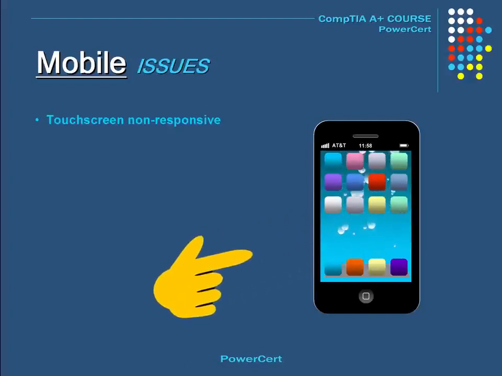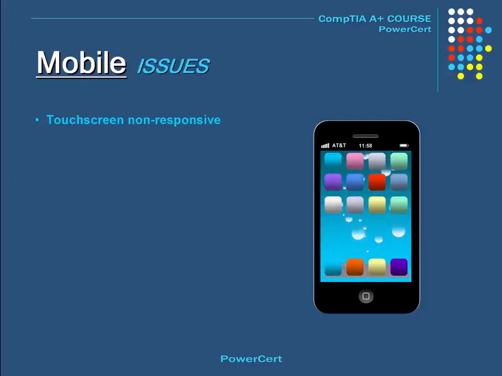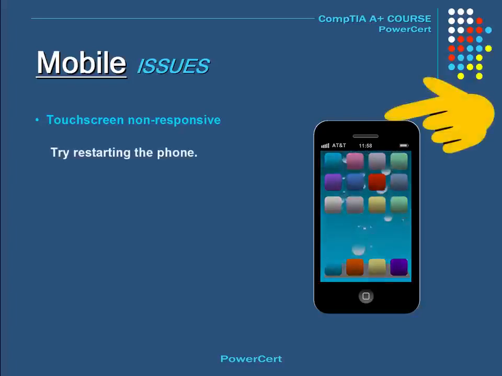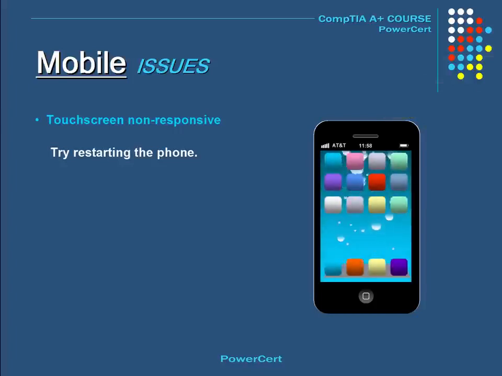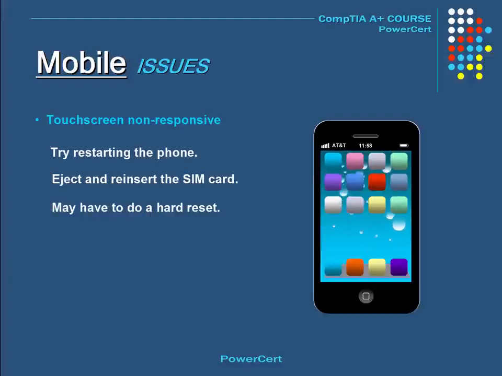So when this happens, the best thing to do in this case is to power off the phone and then turn it back on. And a lot of times this does fix the issue. Or if you power it back on and you still have the issue, you can try to eject the SIM card and then put it back in. Or if that doesn't work, then you may have to do a hard reset on your cell phone. And you can refer to the manufacturer's documents for specifics on how to do a hard reset for your specific device.